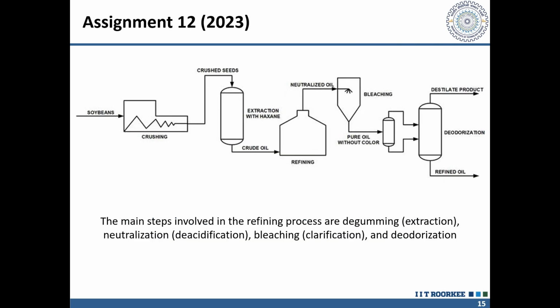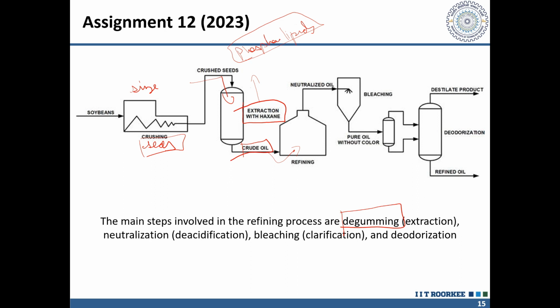So this is a typical diagram of how we produce the soybean refined oil from the soybeans. So first of all, we do the crushing, and the crushing of seeds is done majorly to reduce the size, and these crushed seeds are then sent for extraction with hexane. This extraction with hexane is also known as the degumming process. It is used to remove the phospholipids. There are some types of phospholipids in the soybean, so it is done to remove these phospholipids, and then we get the crude oil. This crude oil is then sent for refining.